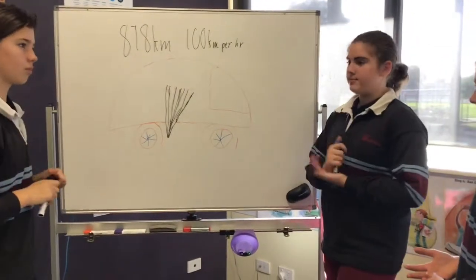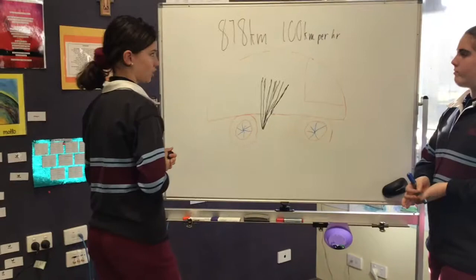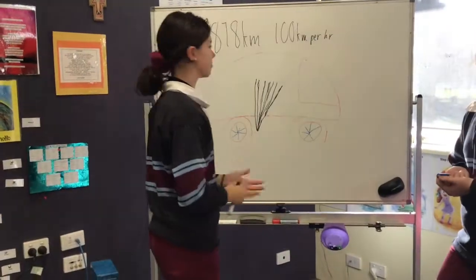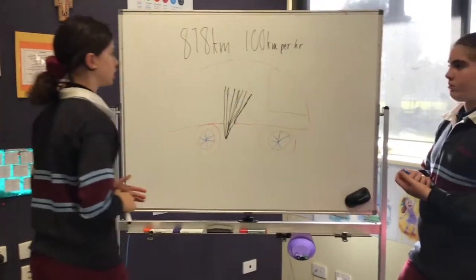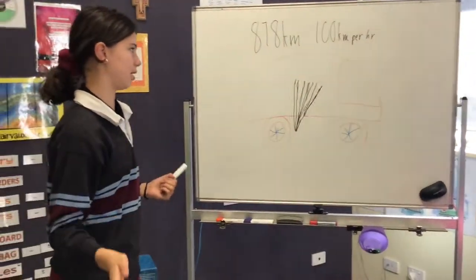But how does that work? Well, because 100 fits into 800 about 8 times, which is 8 hours. And then 78 is about 3/4 of 100, which is 45 minutes. So that means it takes 8 hours and 45 minutes.